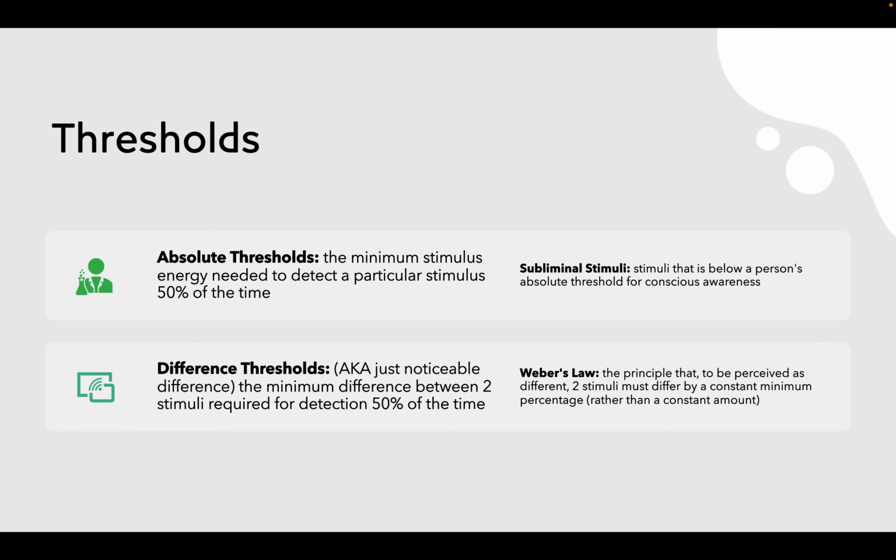I'll give you a few of these percentages. This is not something that you necessarily need to know, but it can help you in kind of understanding it. So two lights have to differ in intensity by 8% in order for us to notice the difference between the two lights. Two objects have to differ in weight by 2%.